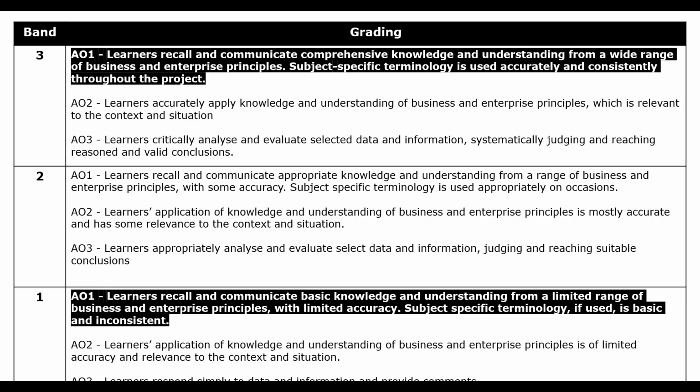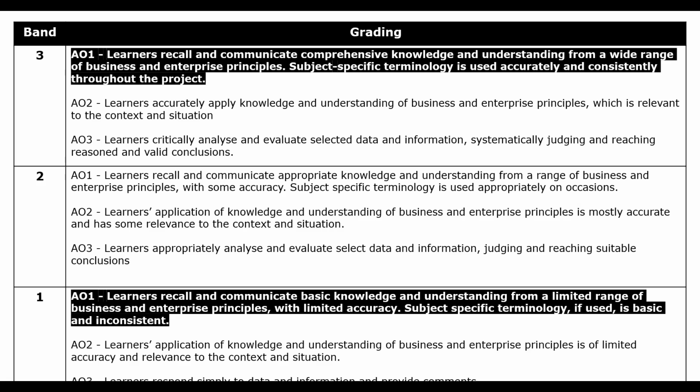So on this slide is a generic example, and if it was a 9-mark question, then Level 1 or Band 1 would be worth 1 to 3 marks. Level 2 or Band 2 would be worth 4 to 6 marks, and Level 3 or Band 3 would be 7 to 9 marks.